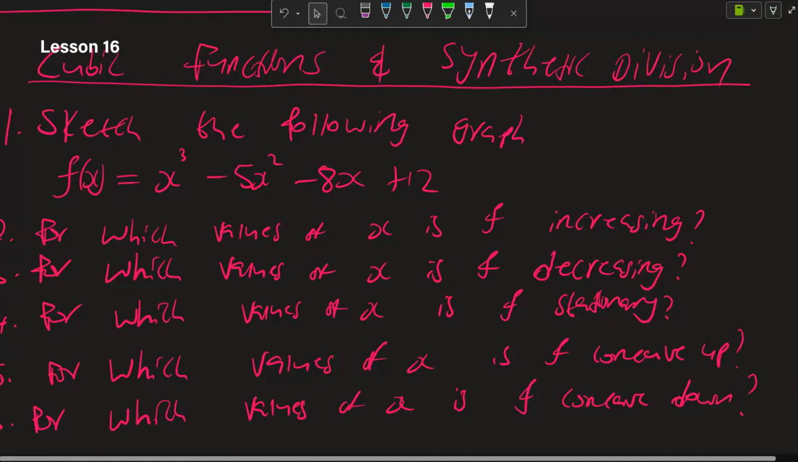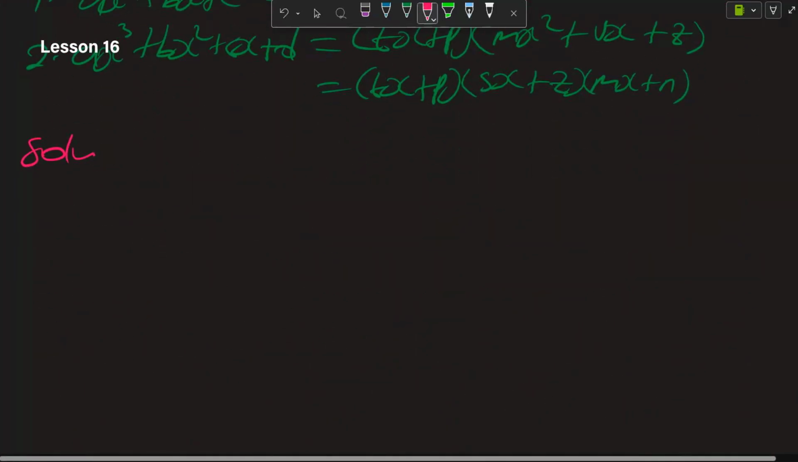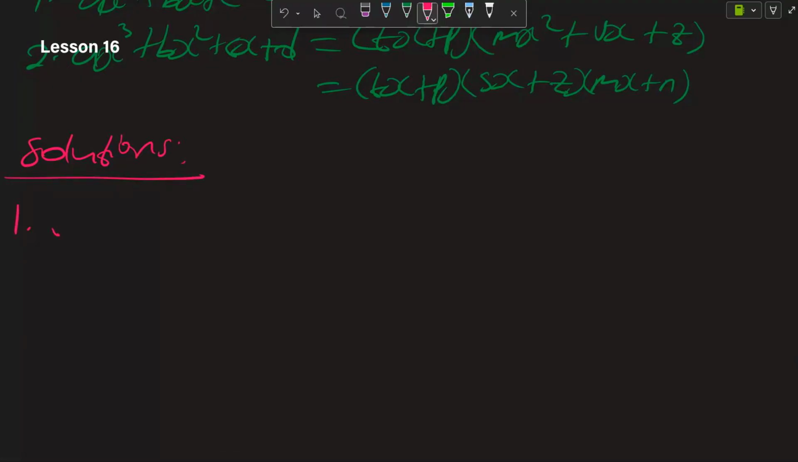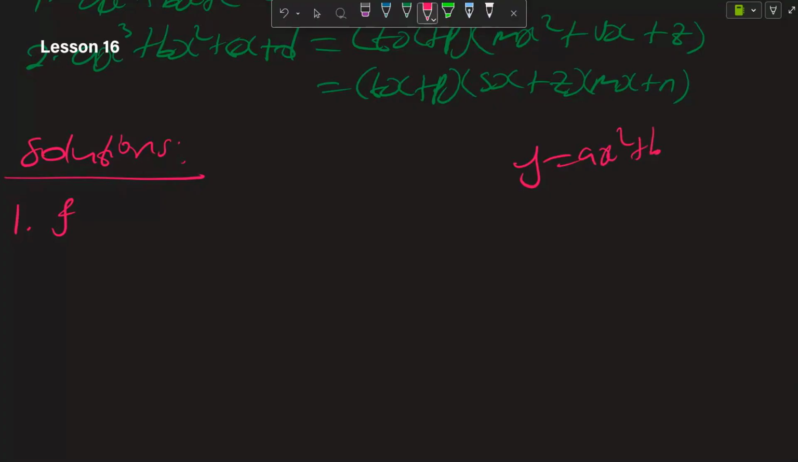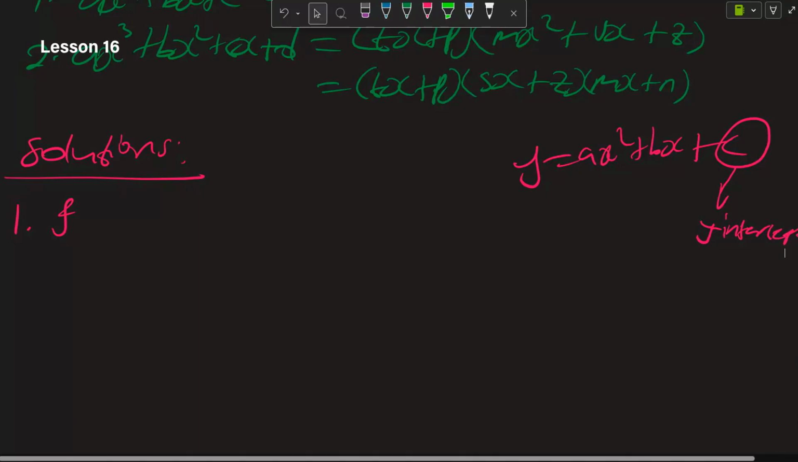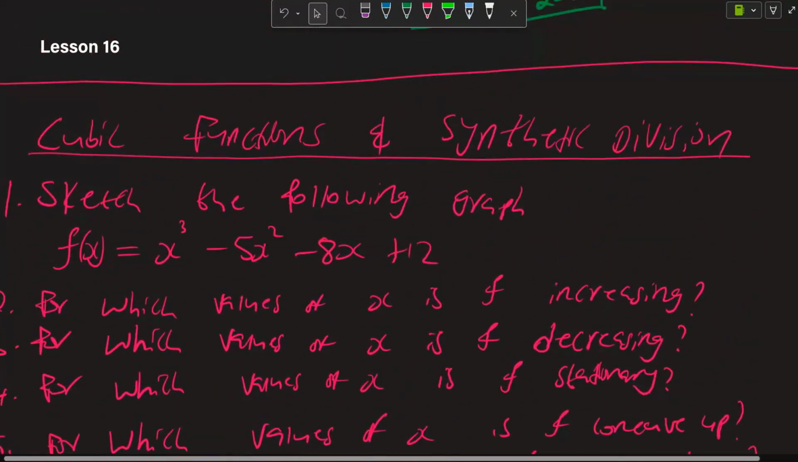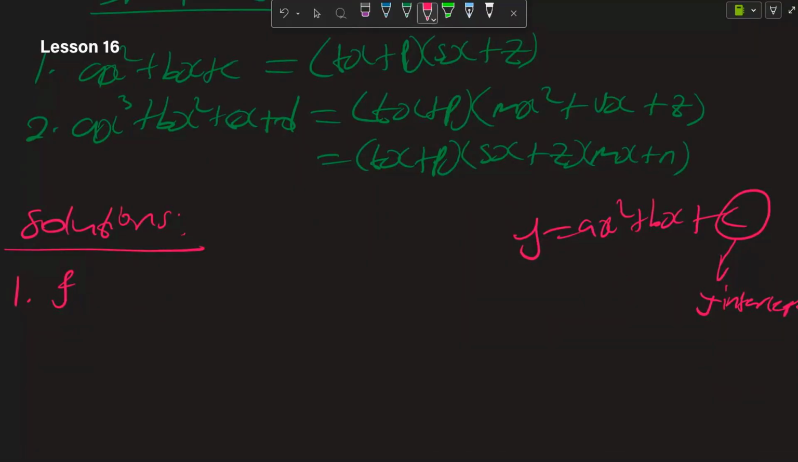Now let's actually answer number one. You have to listen to me on this one. Solutions. Number one, remember, whenever we are sketching graphs, first of all, you start by looking for the y-intercept, x-intercept, and other conditions as well. So remember, for a parabolic function, y equals ax squared plus bx plus c, we can simply read out the y-intercept, which is the c there. Even for a cubic function, the term without a variable, which is 12, is our y-intercept.